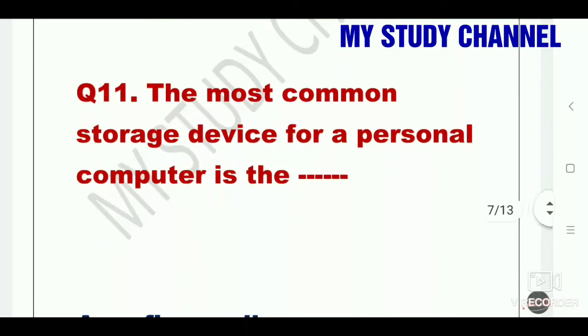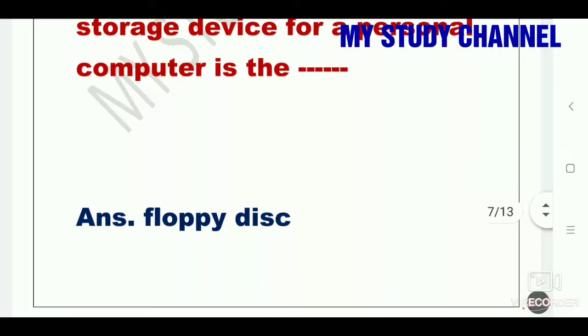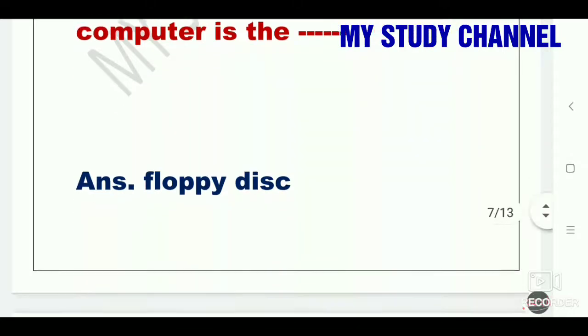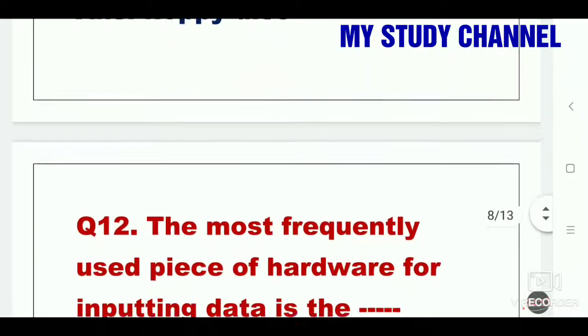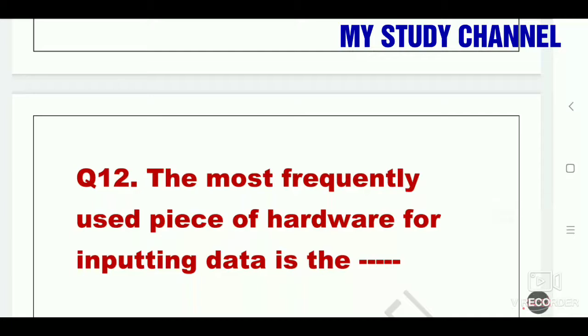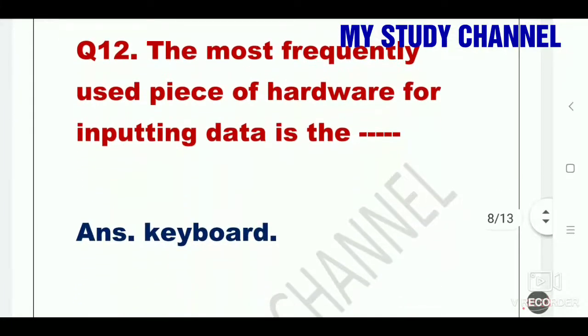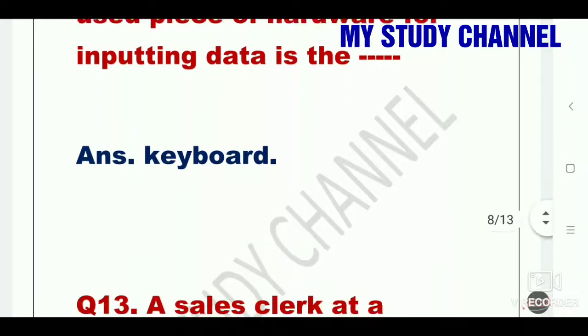Question number 11 is the most common storage device for a personal computer is the dash. Answer is floppy disk. Question number 12 is the most frequently used piece of hardware for inputting data is the dash. Answer is keyboard. So this is the right option.